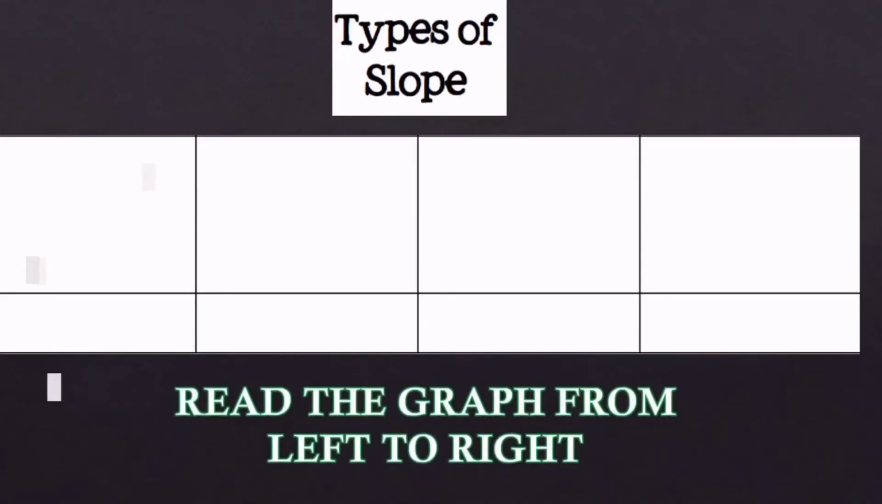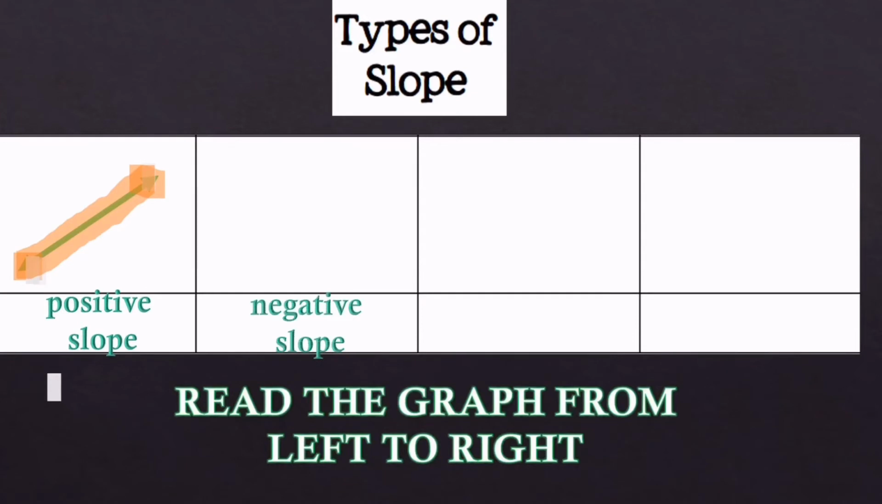We have 4 types of slopes, okay? And when we read a graph, we're going to read it from left to right. So our first slope is a positive slope. So if you look at this line, I'm going from the left to the right side. As I trace it, I go up. So I'm going in a positive direction. Another type is a negative slope. As I go from the left to the right, I went down.